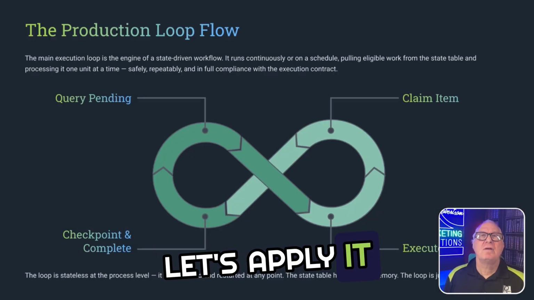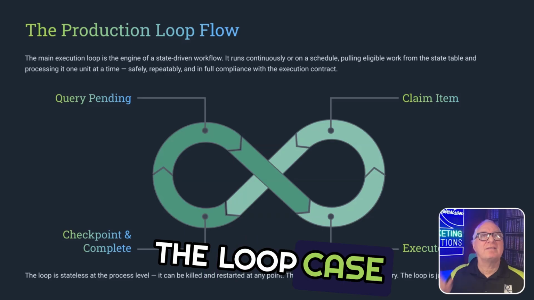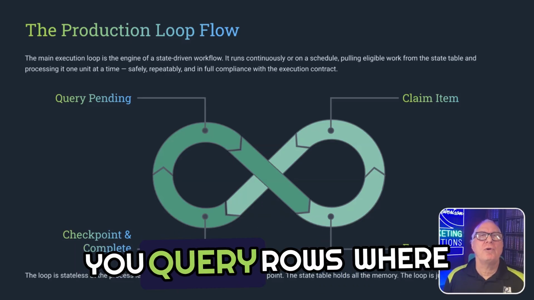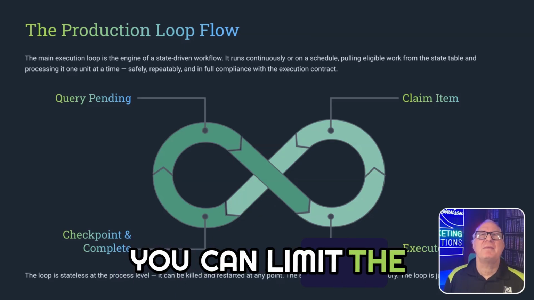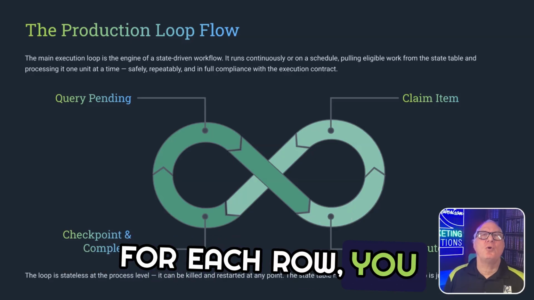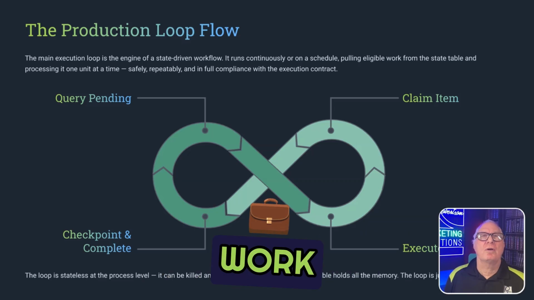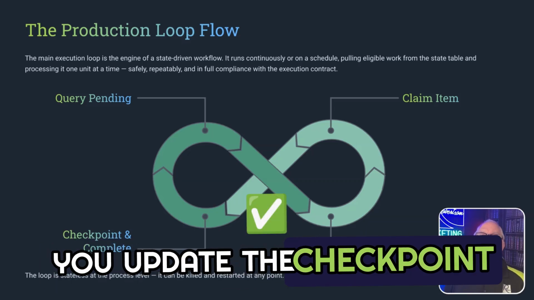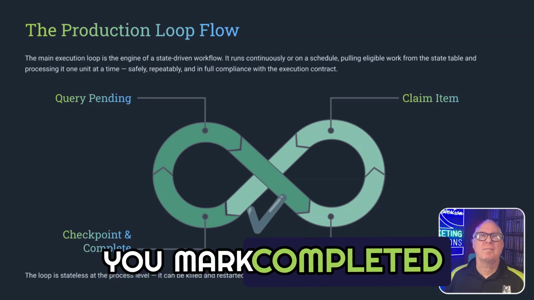Let's apply it to three common situations. The loop case is the simplest. At the start of the run, you query rows where status is pending. You can limit the batch size if you want predictable runtime. For each row, you claim it by setting in progress. Then you do the work. After each external call, you update the checkpoint. When it's done, you mark completed.